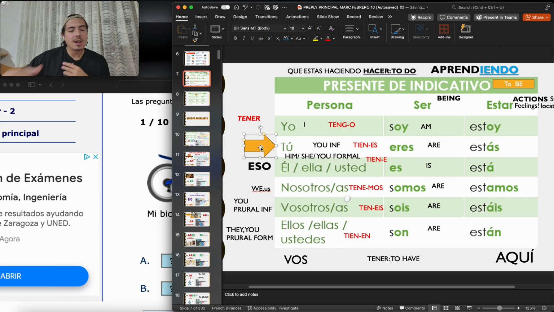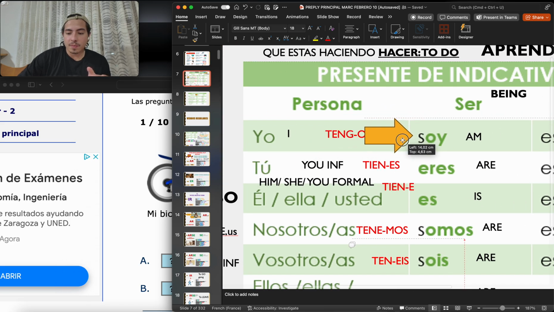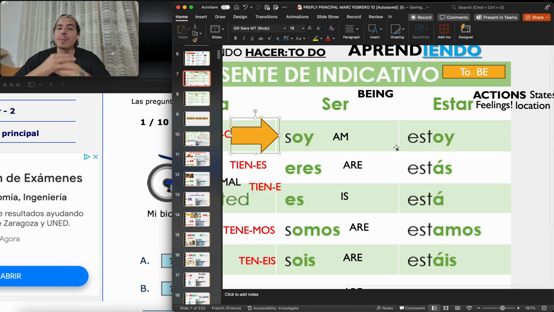Then later we're gonna discuss the other persons because it's a little bit easier if we just focus on I and you, since normally when we're discussing with someone it will be just one person. Then later you can talk with more people or about other people. So let's start with soy, or ser conjugated with yo. It's soy. So we're gonna use ser or soy every single time we talk about the being.